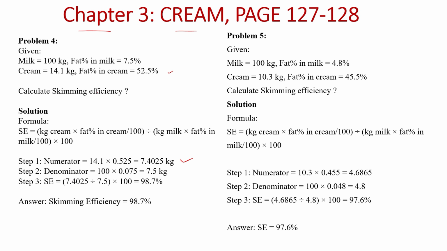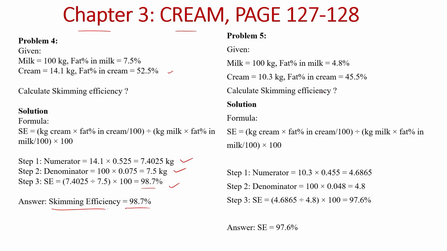kg, and then you calculate the total fat in milk, that is 7.5 divided by 100 into 100, that is equal to 7.5 kg. Now skimming efficiency is simply the fat recovered in cream, that is 7.4025, divided by the fat that was there in the milk, into 100, that is coming 98.7% efficiency. So skimming efficiency is coming as 98.7%.